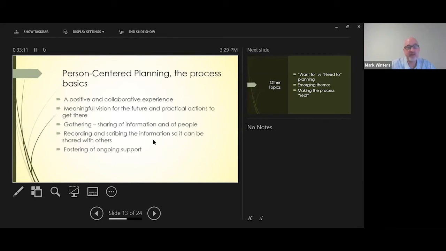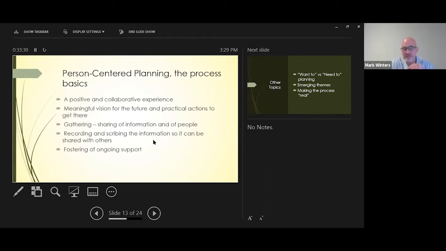It's a positive and collaborative experience. It provides a meaningful vision for the future, and the practical actions to actually get to that future, right? It is gathering and sharing of information. It is recording and scribing that in a way that works for the person.